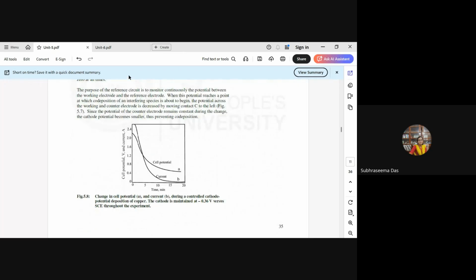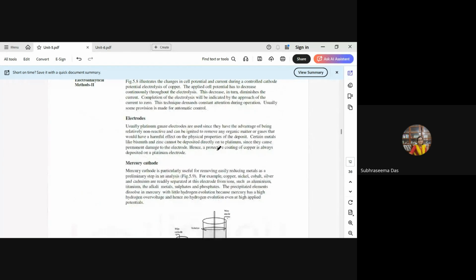The purpose of the reference circuit is to monitor continuously the potential between the working electrode and the reference electrode. When this potential reaches a point at which co-deposition is about to begin, then the potential across the working and counter electrode is decreased by moving the knobs. Since the potential of the counter electrode remains constant during the change, the cathode potential becomes smaller, thus preventing co-deposition.